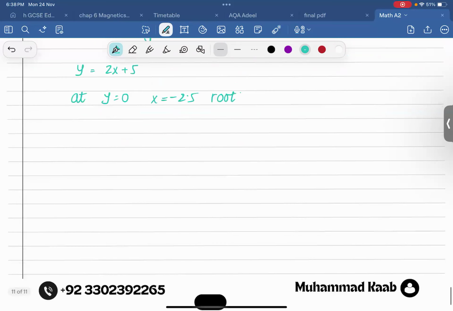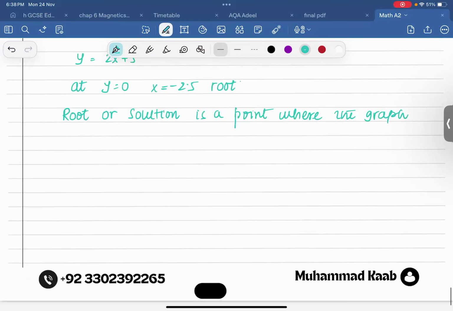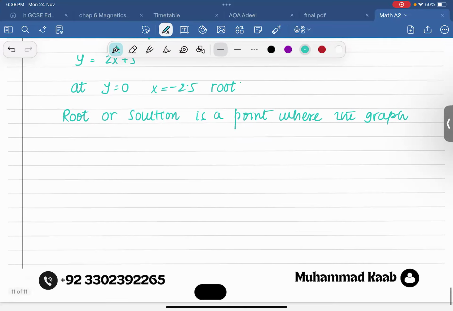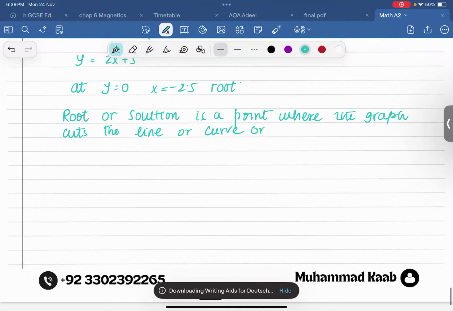So in general, a root or solution is a point where the graph cuts the other graph, the line, or curve, or axis, right? So this is the concept of the root or the solution.